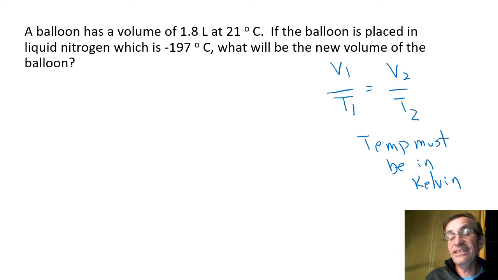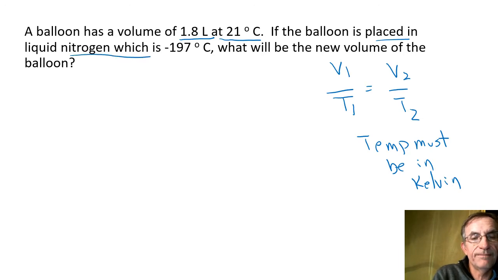A balloon, this one is actually based on that demonstration you just saw. Let's say the balloon that they put in the liquid nitrogen initially had a volume of 1.8 liters at room temperature. Room temperature, like the temperature in your house right now, in Celsius is probably about 21 Celsius. So a balloon has a volume of 1.8 liters at 21 Celsius. Now, just like you saw in that video, let's say the balloon is placed in liquid nitrogen, which is really cold, negative 197 Celsius. What will be the new volume?